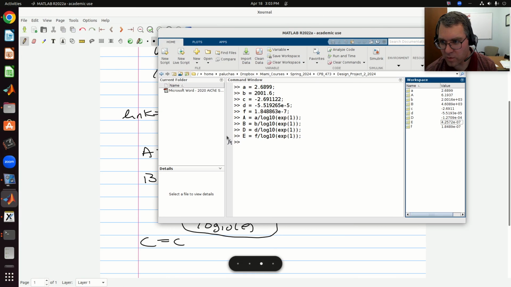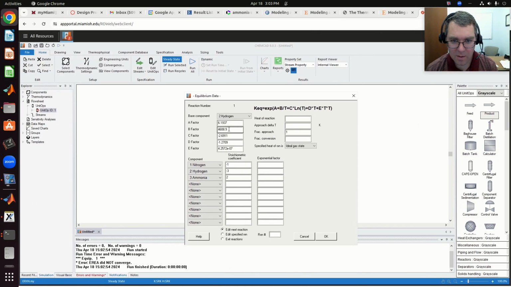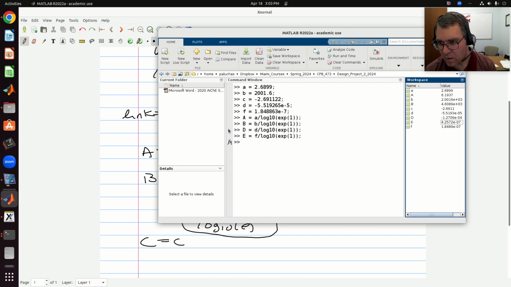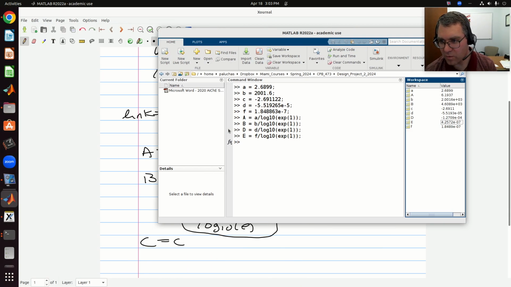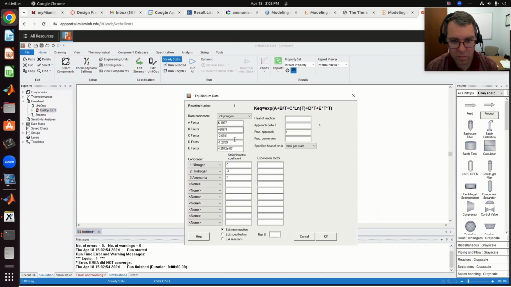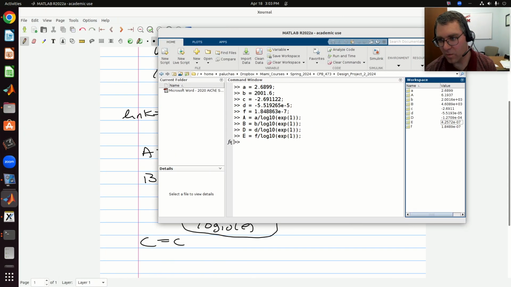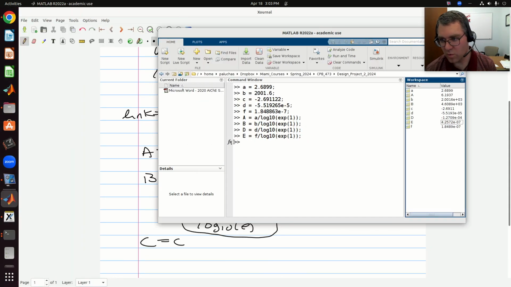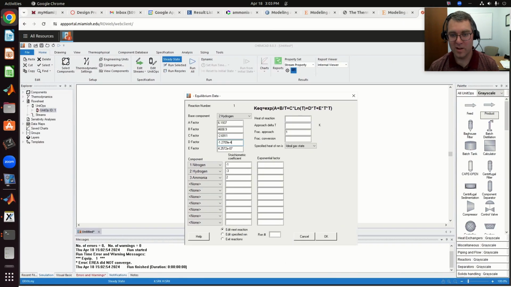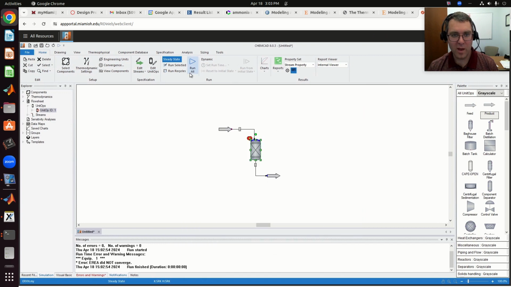6.1937, 4.6089 times 10 to the 3, negative 2.6911. D's negative 1.2709. Oh, this is e to the negative 4. So I forgot the e to the negative 4. And then 4.2572 e to the negative 7. Hopefully now this will work. So click OK. Run selected. Okay, now it runs. Phew. So it was just that I had a typo in my constant.